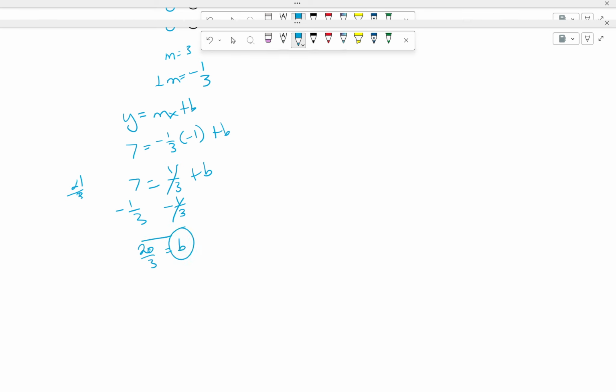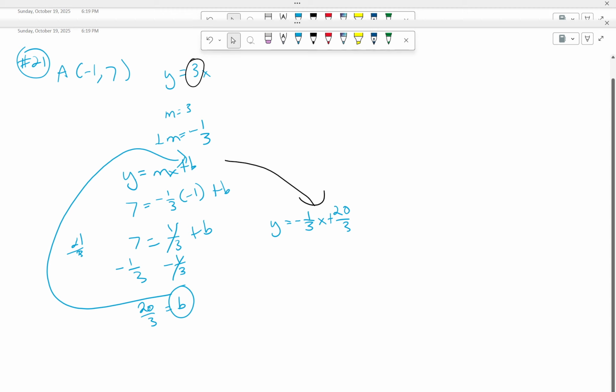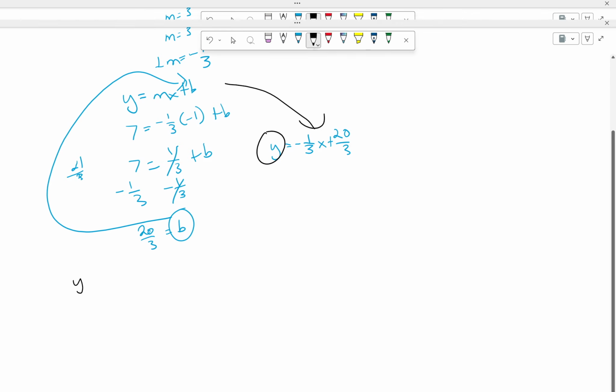So we're going to take this b and plug it back in over here. Take this guy, slide it over. So we have y is equal to mx plus b. We have our new modified slope: y is equal to negative 1/3 x plus 20/3. Now I have two equations here. Both of these are equal to y, so we're going to make them equal to each other.